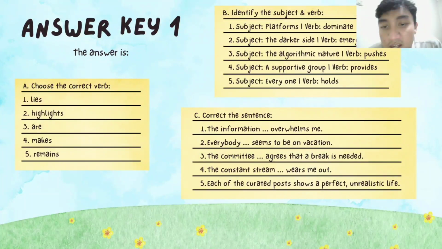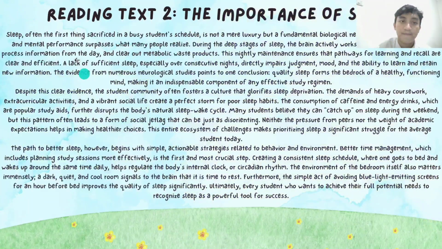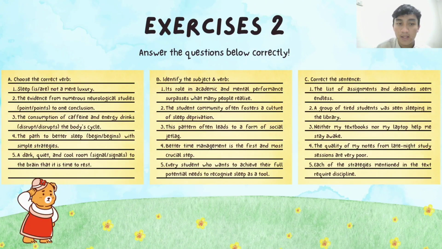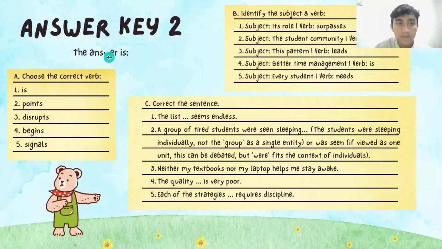Okay, this is reading text two, the importance of sleep. You can read this. Same as I said before, you can use the grammar rules I already taught you guys. Okay, next. This is the exercise. Same: choose the correct verb, identify the subject and verb, and correct the sentence. Okay, next. This is the answer: is, points, disturb, begin, signal, and many more.